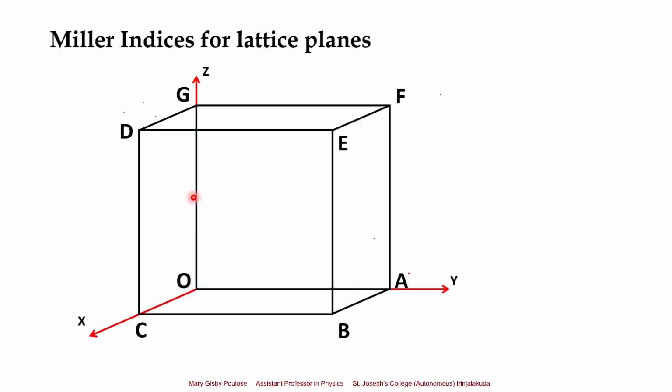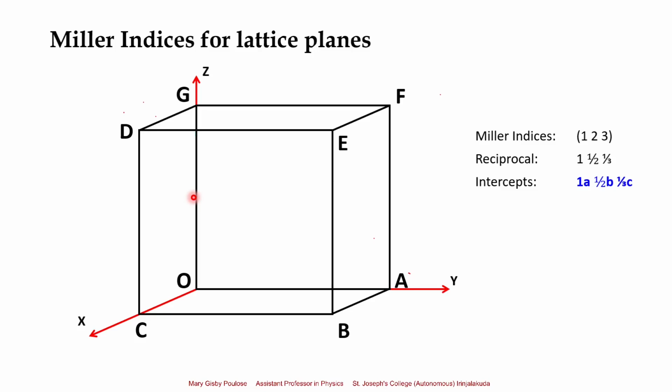If a Miller index is given, how do we find the lattice plane from it? Let us see that. The Miller indices are given as 1, 2, 3. Now taking the reciprocal, we get 1, 1 by 2, 1 by 3. Hence, the intercepts will be 1a, half b, and 1 by 3 c.